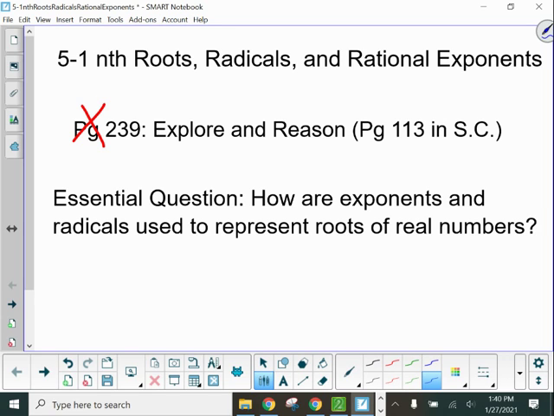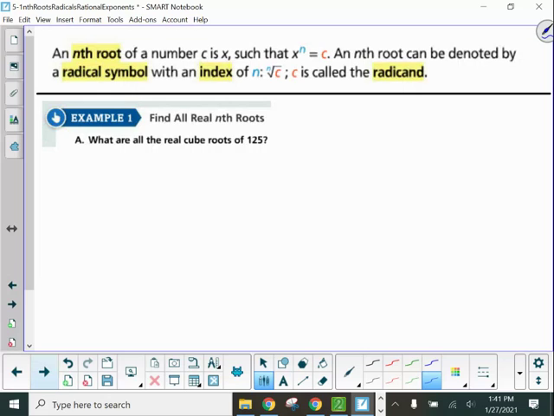Lesson for 5-1, nth roots, radicals, and rational exponents. So our essential question for this section is, how are exponents and radicals used to represent roots of real numbers? So up at the top, some information.